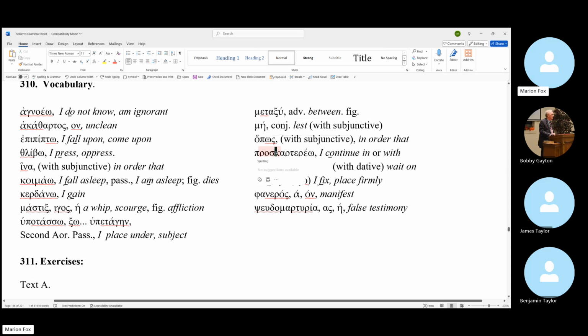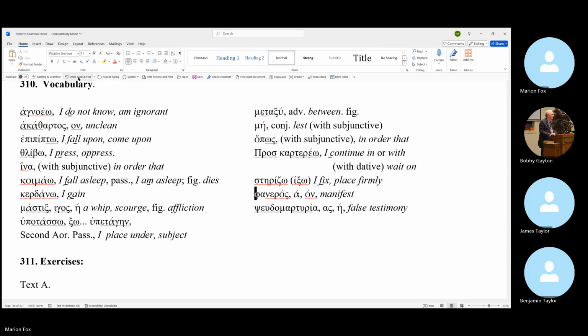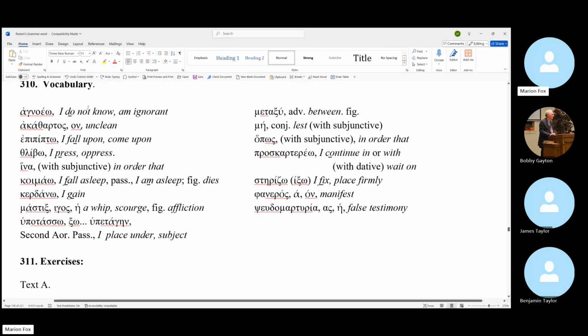And let's break it up into two words. Proskartereo, I continue in or with, I wait on, right? So it could be like a person serving someone, waiting on them. Sterizo, I fix, I place firmly. To fix something is to attach it, to place it firmly on something.